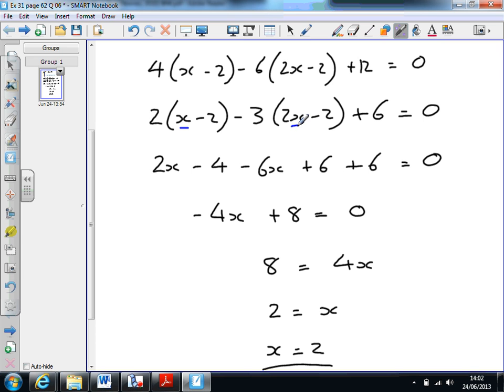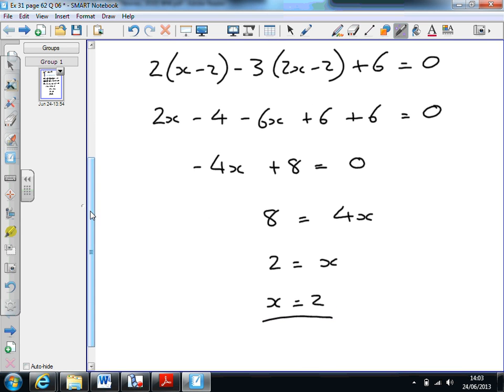Try putting the value for x back into both equations and you'll see that it works in both. Simplifying hasn't changed the equation, it's just meant that it's a bit easier to solve it, simplified. Okay, now have a go at the question in the textbook.